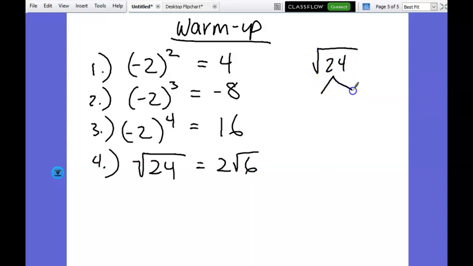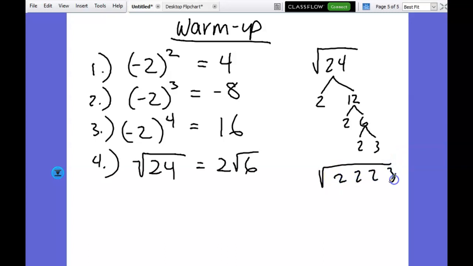If you don't know how to do this, you break it down. 2 times 12, right? And then 12 is 2 times 6. And then 6 is 2 times 3. So we have 2, 2, 2, 3. Every group of 2 can take one out. The 2 and the 3 left on the inside get multiplied together.